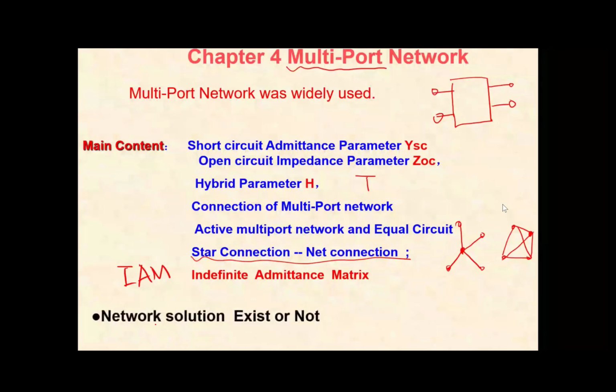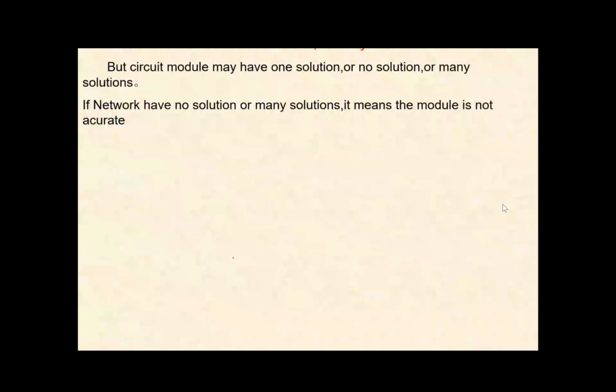At first, we discuss whether a network solution exists or not, the condition. Any actual network will have a solution, and only one solution at one time. At any instant, it will have only one solution. But the second model, pay attention, this second model and the actual network have a difference. It may have one solution, or no solution, or many solutions.